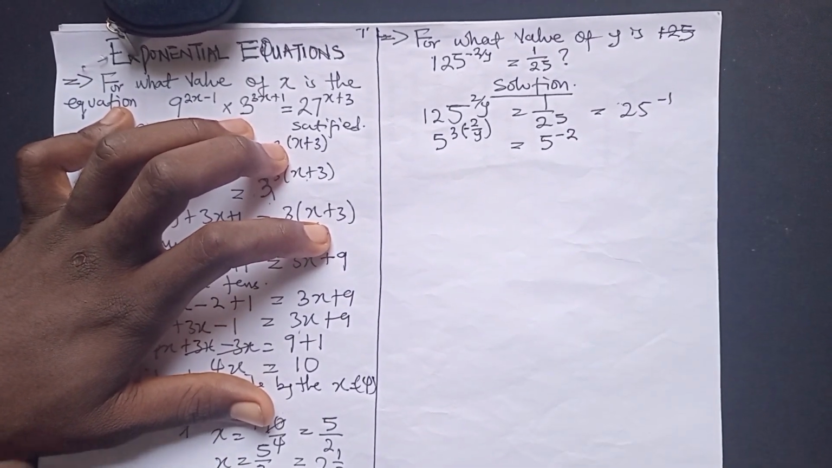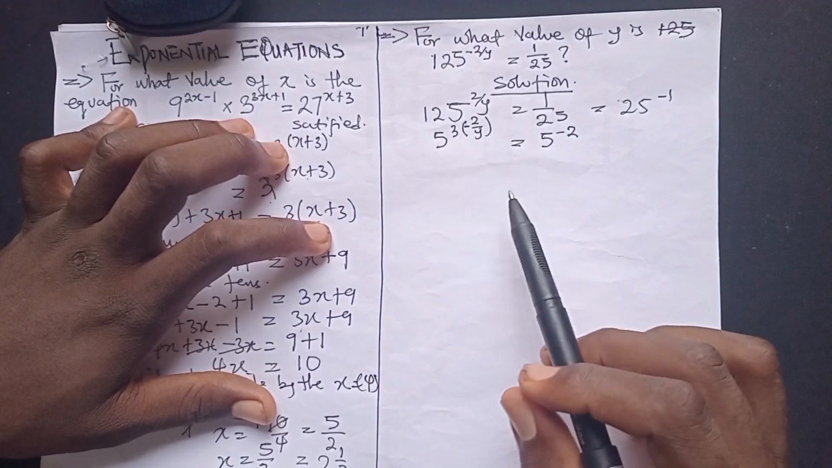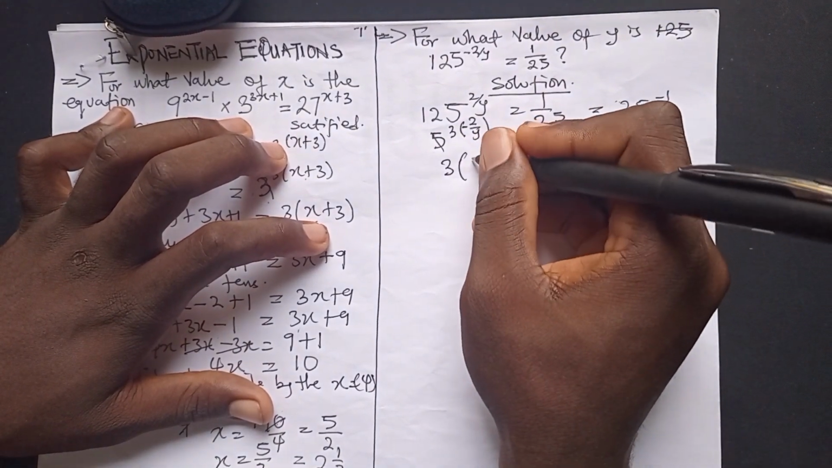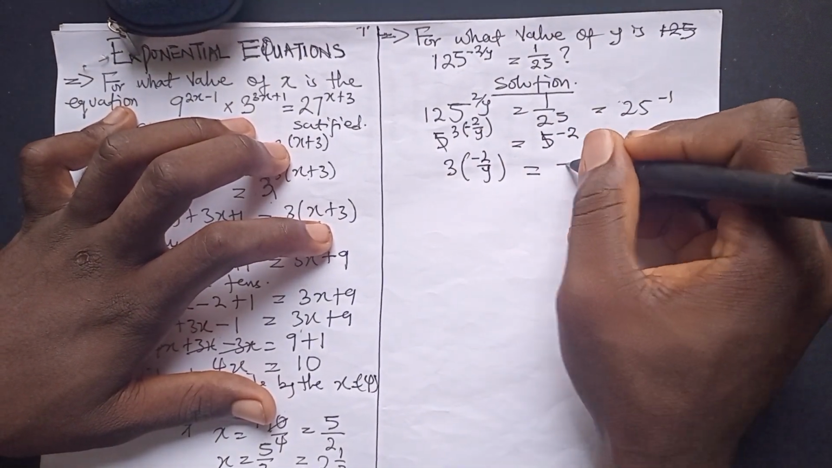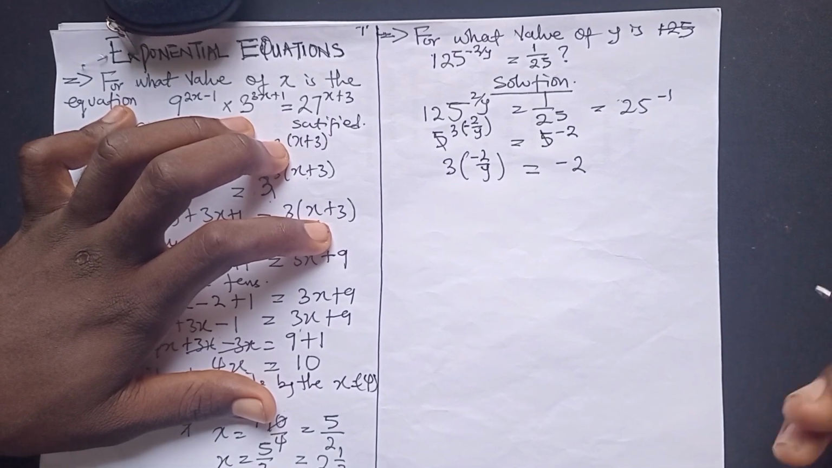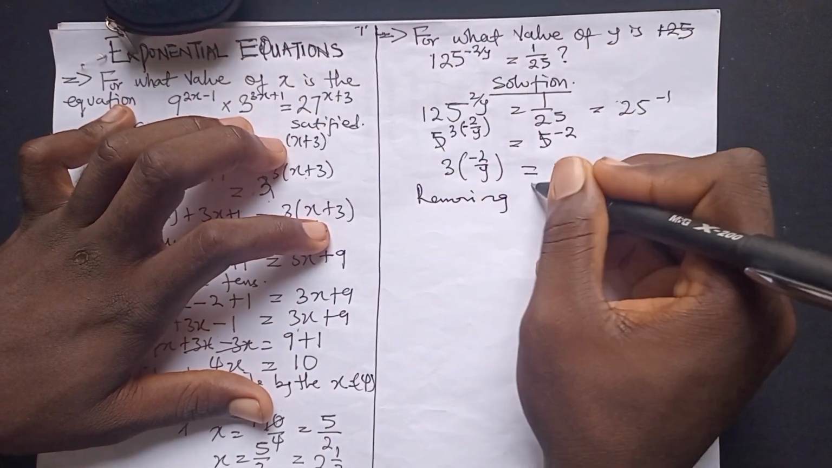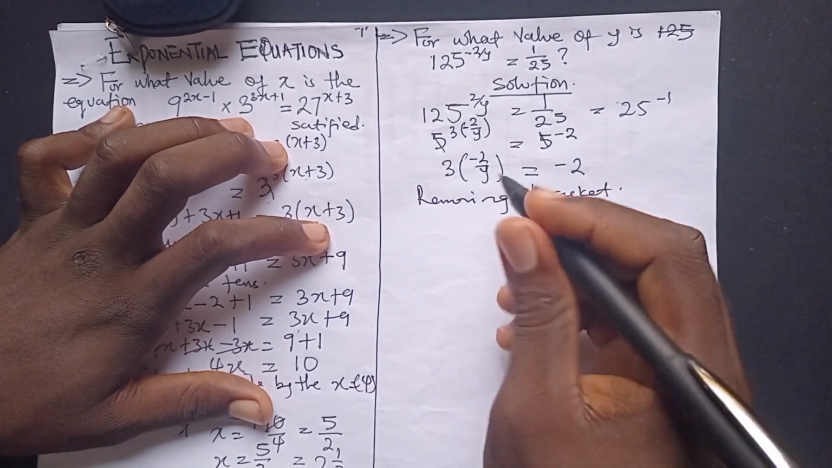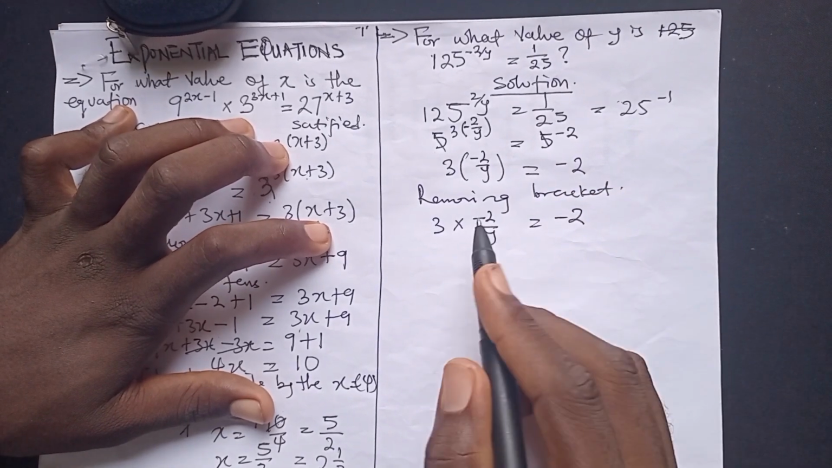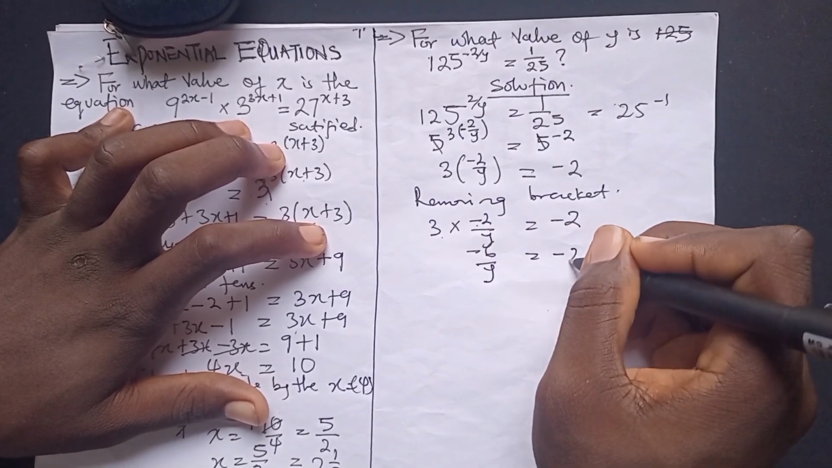And this is 5 raised to power minus 2. So now, if we apply the law of exponential equations, whereby whenever the bases are equal, you cancel out the bases and equate the index. So 5 can cancel out 5. We are left with 3 in bracket minus 2 over y equal to minus 2. Now, removing brackets, this is written as 3 times minus 2 over y equals minus 2. So 3 times minus 2 gives you minus 6 over y equals minus 2.